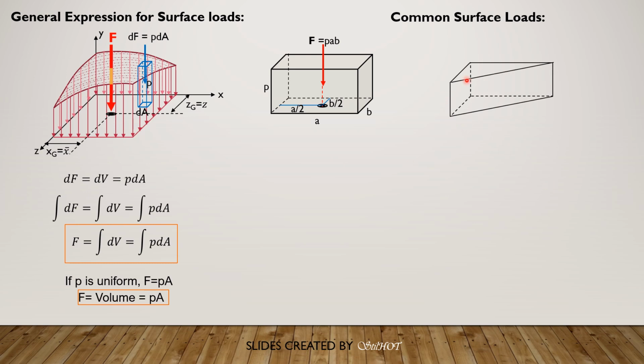Then for this surface load, uniform, but the area is triangular. So that's the location of the centroid. This time it is area of the triangle, 1/2 AB times pressure. So PAB over 2. That's the force, and it's located at A over 3 and B over 3 from that side.